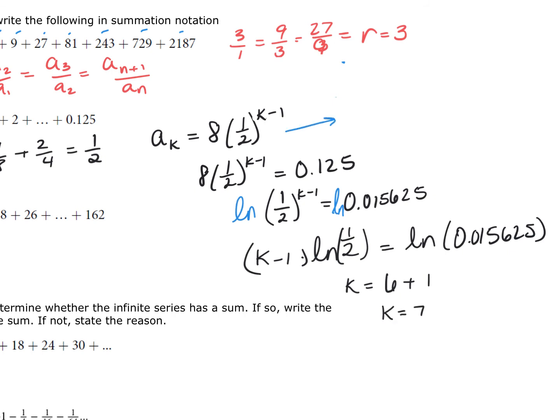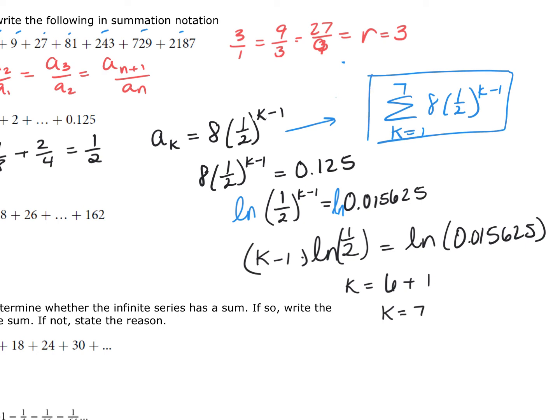So my answer here is the summation of k equals 1 to 7, because I have 7 terms here, of 8 times (1/2)^(k minus 1), and that's my answer.